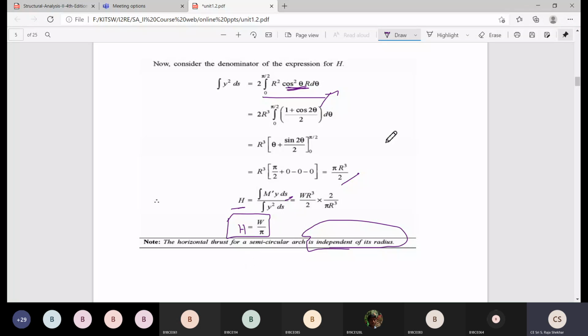So try to remember, for the calculation of horizontal thrust for the semicircular arch loaded at the center, H is equal to applied load capital W by pi. So this is the equation. H is equal to capital W by pi.